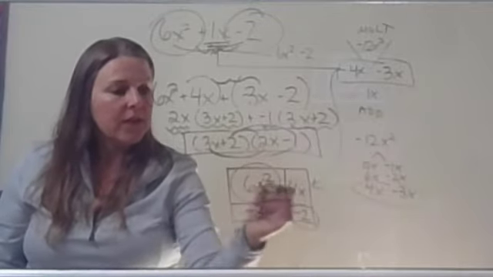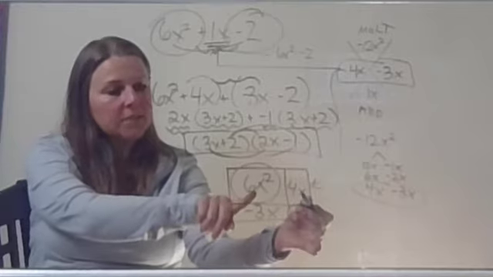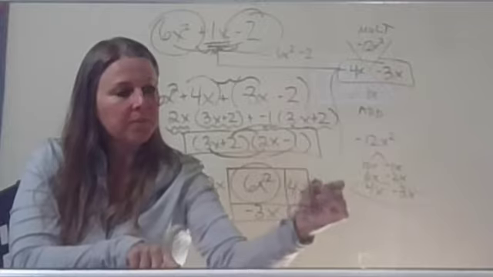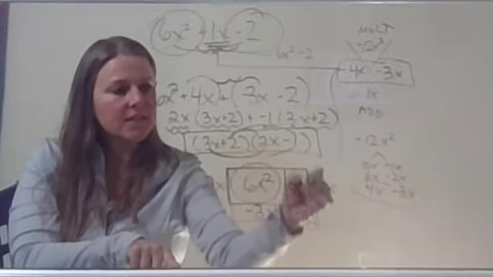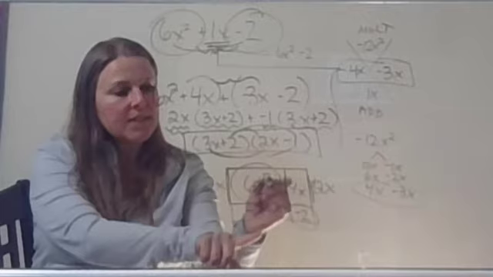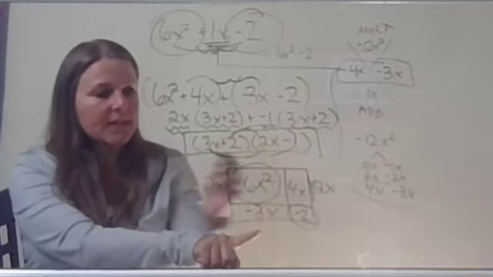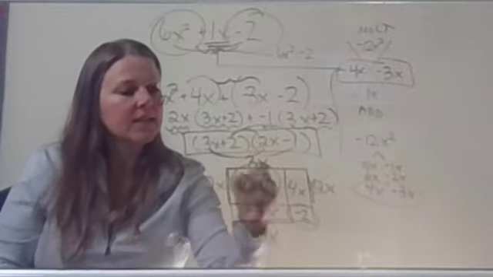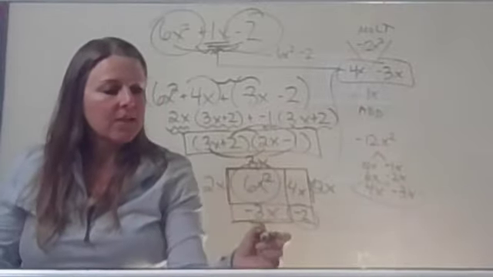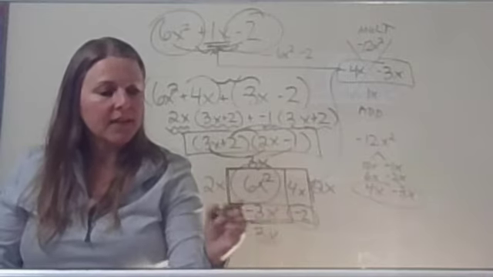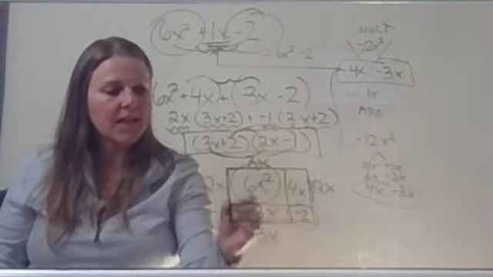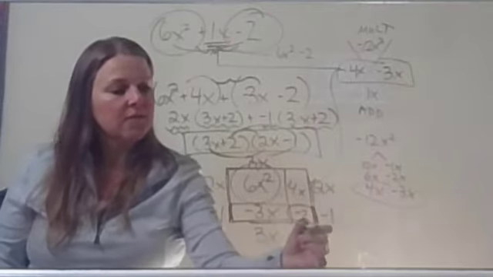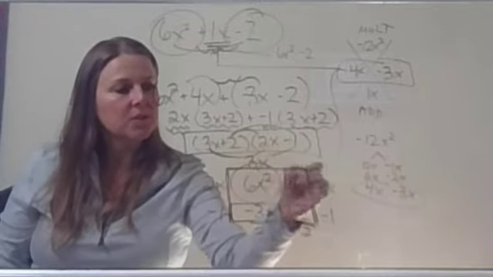So if you think about this being a 4x and this being a 6x squared, the greatest common factor here is 2x. So if this is 2x, this is also 2x. And then if this is a 6x squared and this is a negative 3x, the greatest common factor here is 3x. So this line and this line are both 3x. And then 3x times what gives you negative 3x? That would be negative 1. So if this is negative 1, this is negative 1. And then negative 1 times what gives you negative 2? That would be 2. So if this is 2, this is 2.